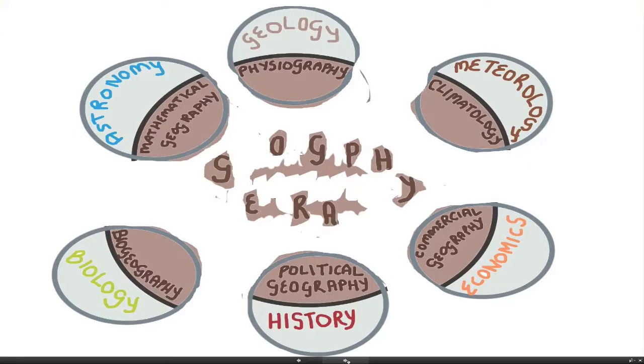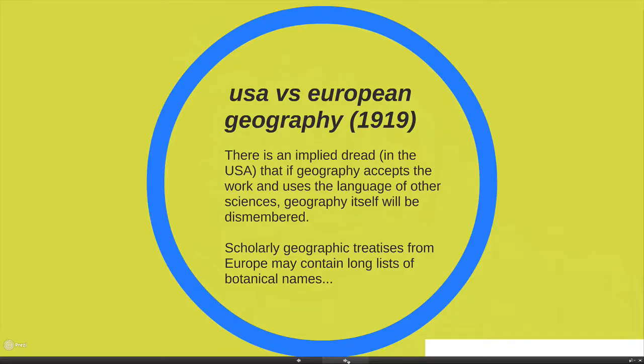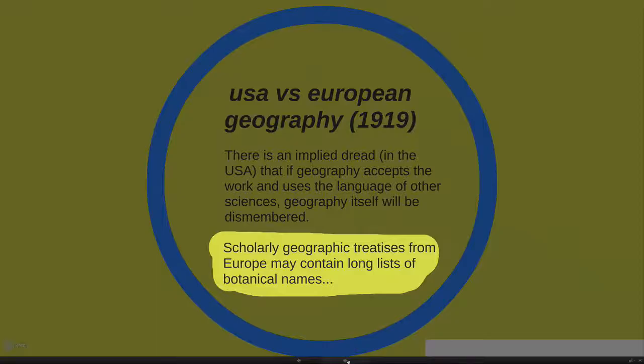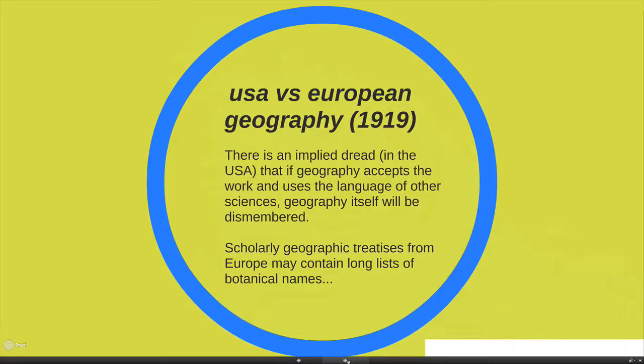That's quite funny that this was written in 1919. Well, not funny, it's fairly tragic in some ways, after the First World War. Whereas in Europe, a very different scenario held. There, scholarly geographic treatises from Europe may contain long lists of botanical names. So there, the opening of the boundary is considered a strength. It's considered something which is fertile. The ability to use other disciplines in their own right, biology in geography, is something that's productive. It allows for cross-fertilization within geography itself.